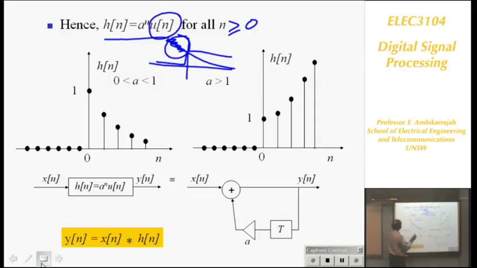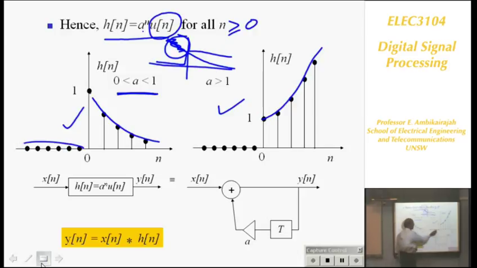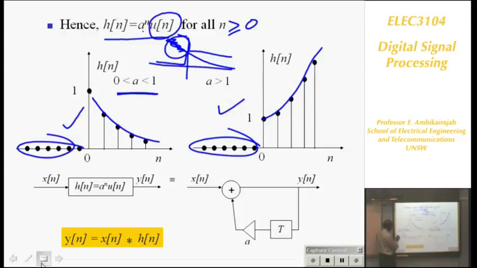If a is greater than 1, it will go up. This is a stable system, this is an unstable system. But you can see both of them are real systems, causal systems. Causal means this part is all zeros. So I'm saying now, what is my impulse response? It's my hn. This is my impulse response. This is my output now.